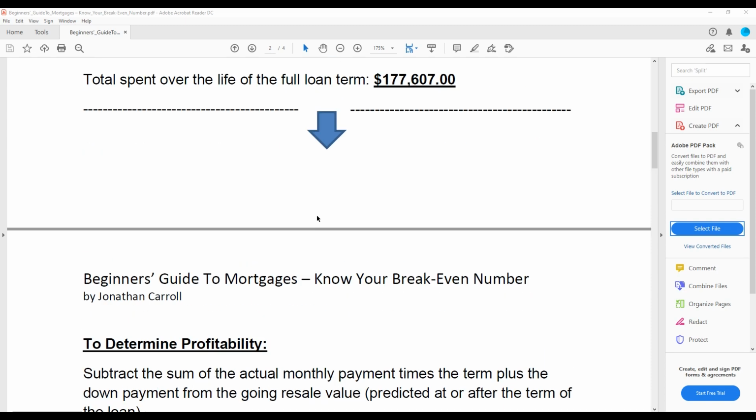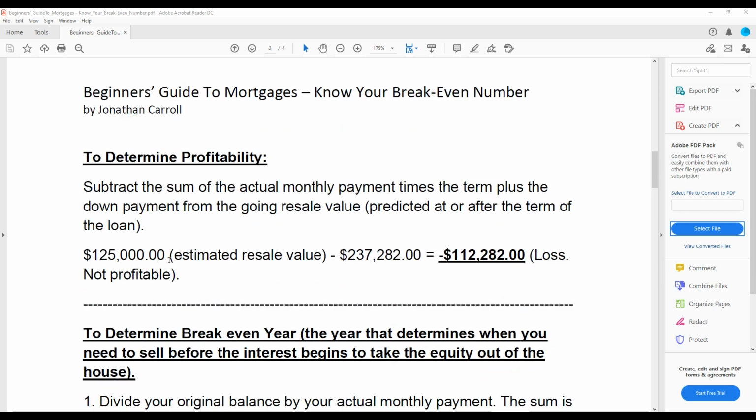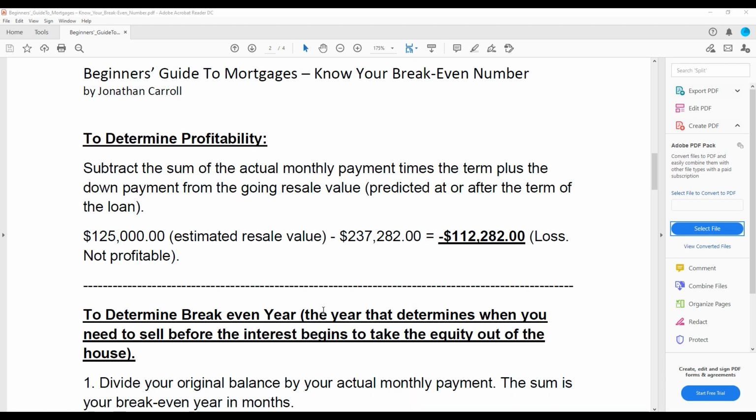So now, remember this number here. I want to go back here. The total spent over 30 years, $237,282. So this would mean that if the estimated resale value stayed the same at $125,000, in another 10 years, you would subtract the $237,282 from the $125,000, which is estimated, and that means that this property would be a loss of $112,000, meaning out of your pocket, due to interest, you would have lost $112,282. So we can determine that this property is not profitable at the end of 30 years.